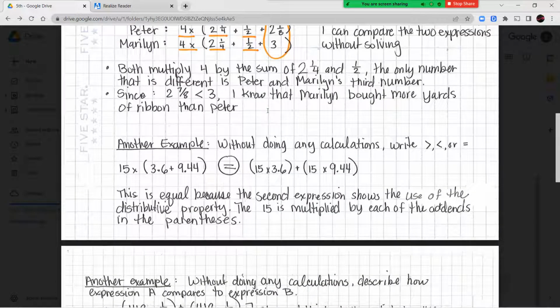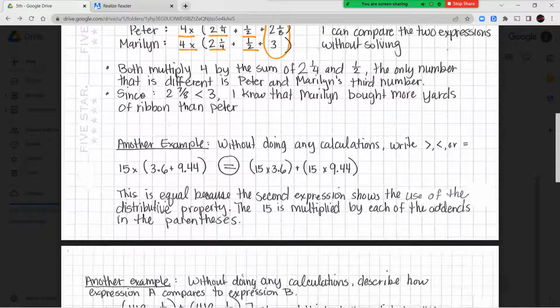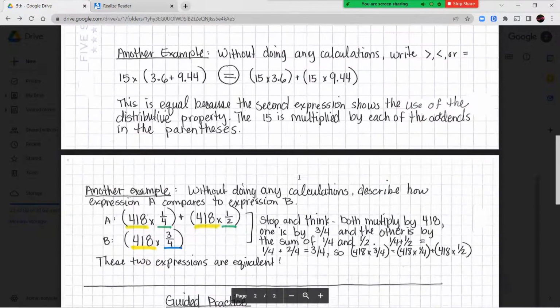Our next example says, without doing any calculations, write greater than, less than, or equal to. So our first expression says 15 times the sum of 3 6/10 and 9 44/100. And we have to decide if that was greater than, less than, or equal to 15 times 3 6/10 plus 15 times 9 44/100. Now these are equal because the second expression shows us using the distributive property. So the second expression says we did the 15 times the 3 6/10, and then we did the 15 times the 9 44/100. So it gives us an equivalent amount.